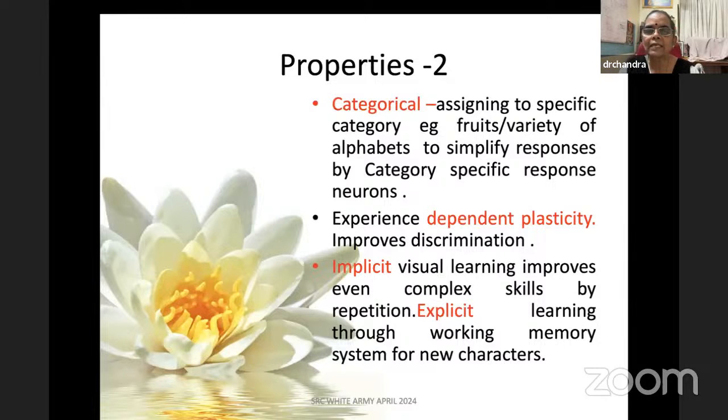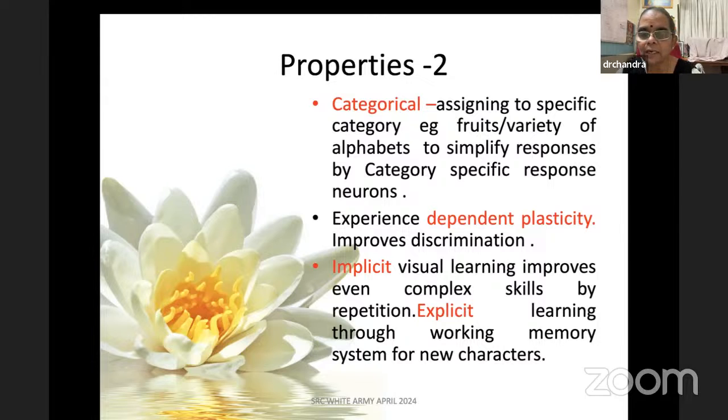Next principle is category. Assigning to a species category, like apple, banana, these are all fruits. So the next principle is categorizing them. So assigning a specific category, fruits or variety of alphabets, to simplify responses by category specific response neurons. So you have got category specific response neurons. Those neurons assign the category of the object, and experience dependent plasticity improves discrimination.